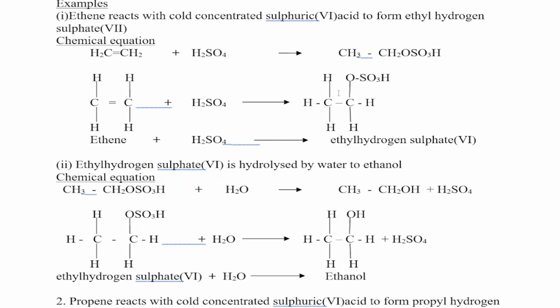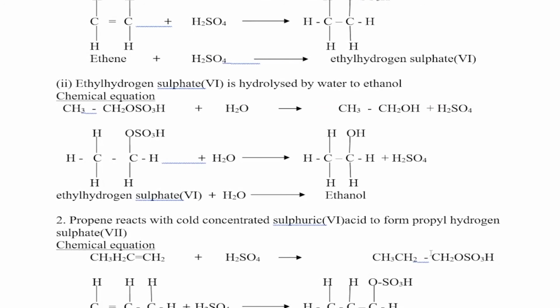Then when I add water, it ionizes to produce a hydrogen and the OH. Now the OH replaces the hydrogen sulfate, and sulfuric acid is regenerated in the whole process. At our level, we may not require you so much to know about the ethyl hydrogen sulfate. However, you just need to know that hydrolysis of an alkene produces an alcohol. If I hydrolyze ethene, I get ethanol. Propene gives me propanol. Butene gives me butanol.